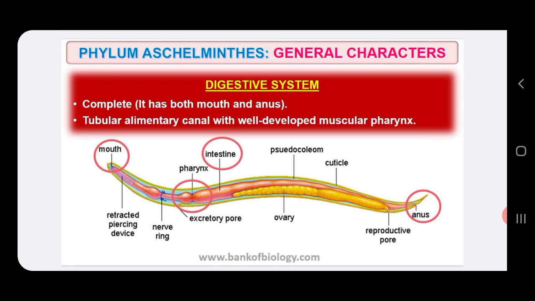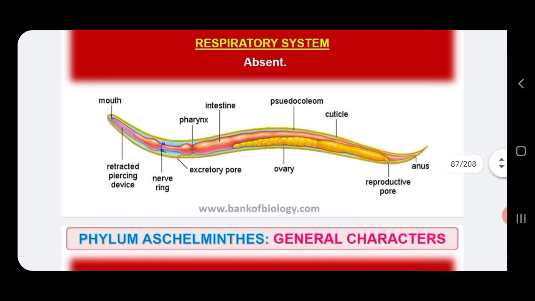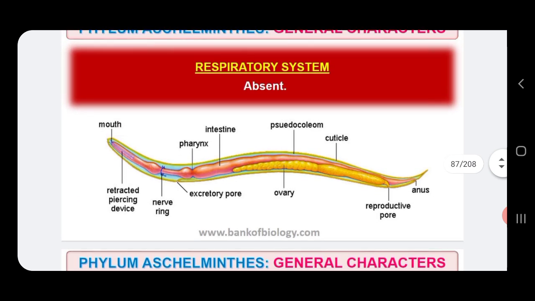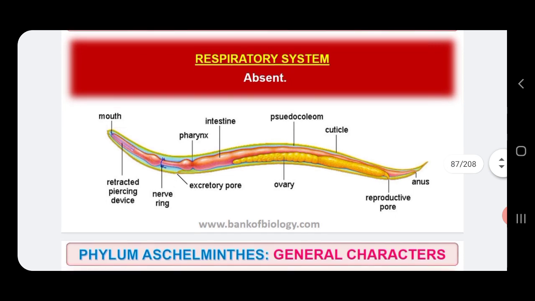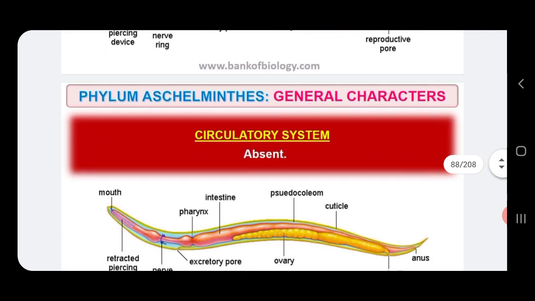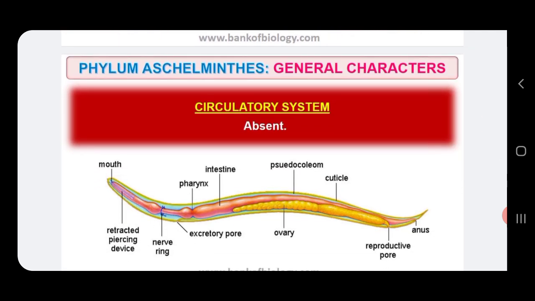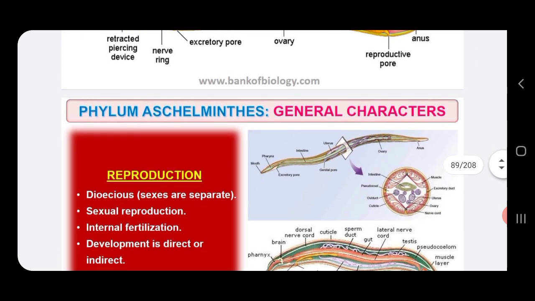Here you can see in the picture the mouth, and at the tip will be the anus. Then the next one is the circulatory system. Respiratory system is absent. Whereas the circulatory system is also absent. Right. Then next is about reproduction.